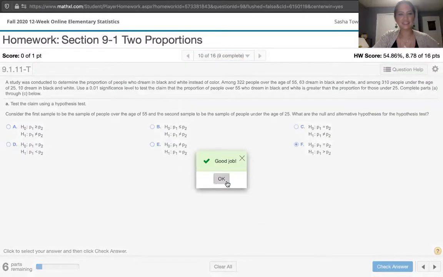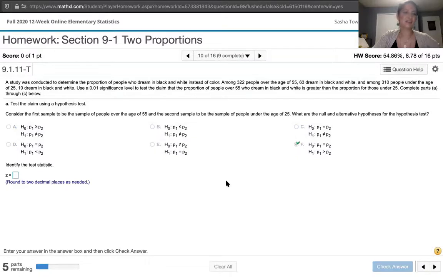Great. Now the second thing that we're asked to do here is identify the test statistic, and notice that we're asked to round to 2 decimal places as needed. So what I'll do is show you how to compute this on my paper and also remind you of what this test statistic represents in terms of the distribution of P1 hat minus P2 hat.